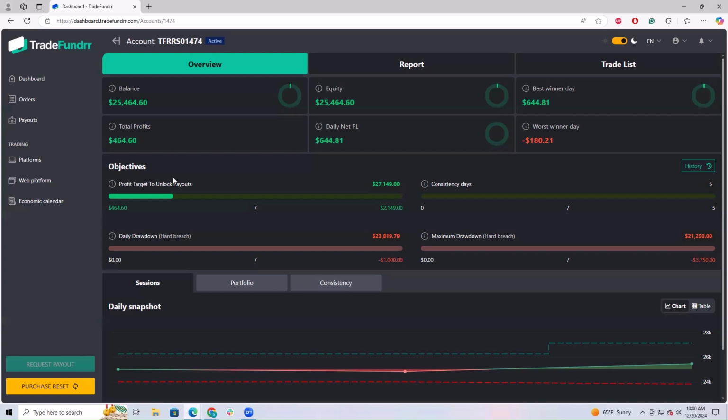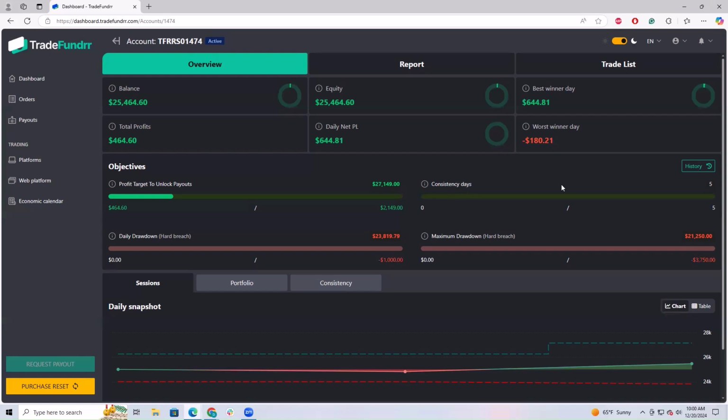Objectives. This will basically be your trading goals. So, profit target to unlock payouts. This will begin at 1250, but it's important to remember that there's a 30% consistency rule, meaning that you can't make more than 30% of your profit target in one trading session. So if you do have a large trading session, this profit target is going to adjust higher because of that.